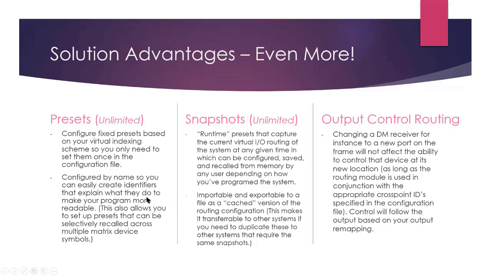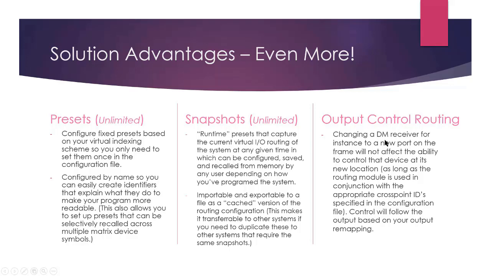That's nice to have. Snapshots are like runtime presets where a user, based on how you've programmed the system, can set up any runtime presets they want and save and recall that from memory. Those are also importable and exportable to a file in case you need a cached version that you need to refer to or default back to in any case, or whether you even want to transfer this to another program on another controller. And then you've got the output control routing.